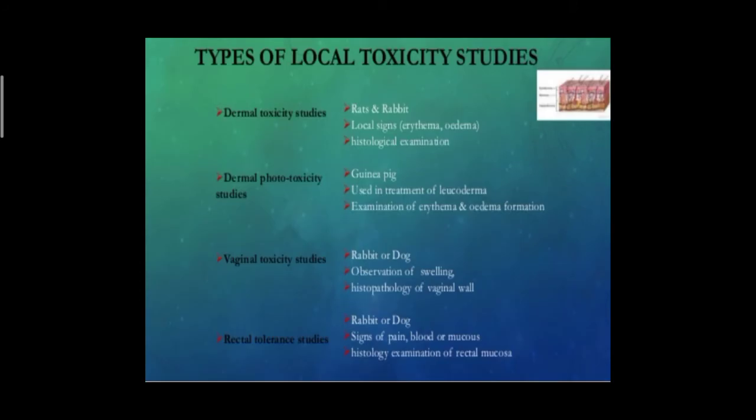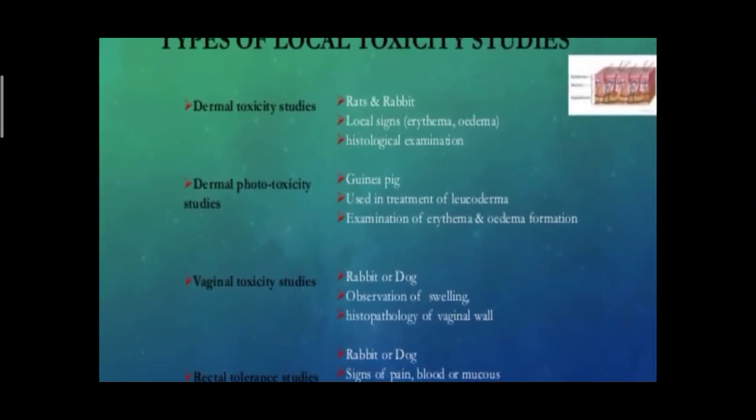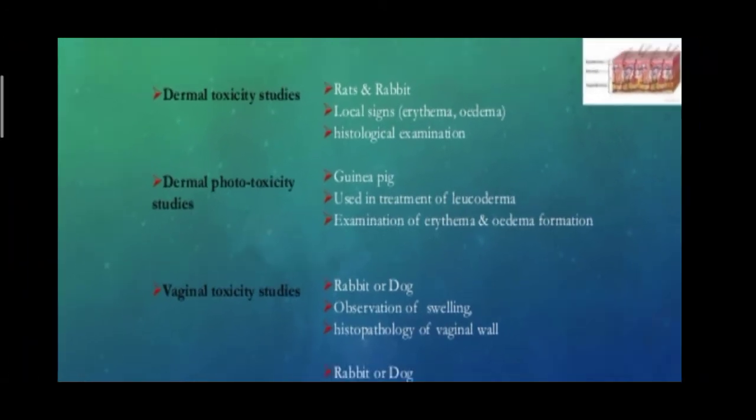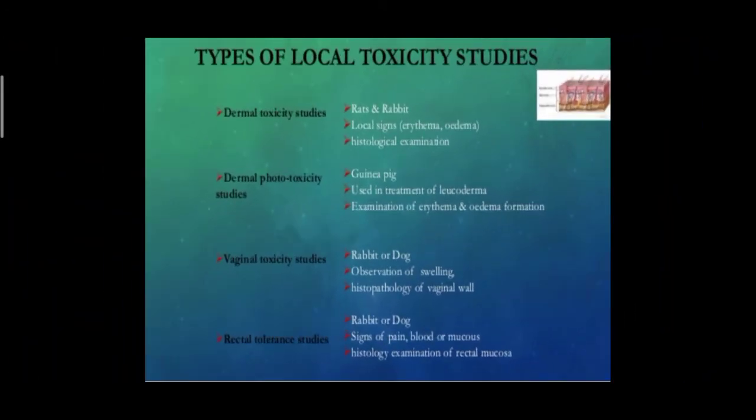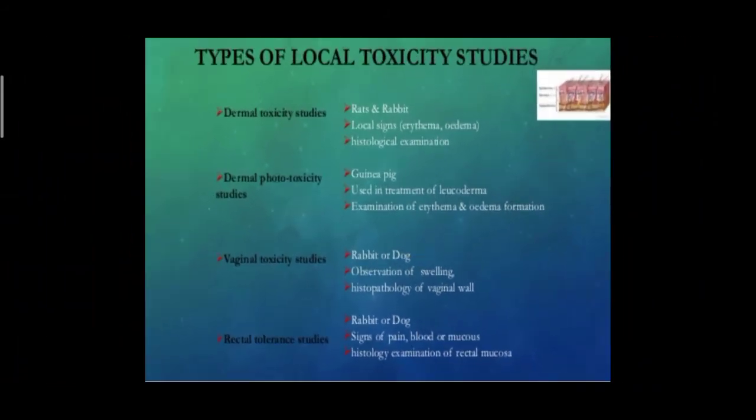So, types of local toxicity studies. Depending upon the toxicity study, they will choose the specific animal for accurate results. For example, for dermal toxicity studies they will utilize rats and rabbits. For dermal phototoxicity studies, they will check on guinea pigs. For vaginal toxicity studies, they will check on rabbit or dog. Depending upon the variation of the particular toxicity study, they will choose specific animals to do the preclinical studies.